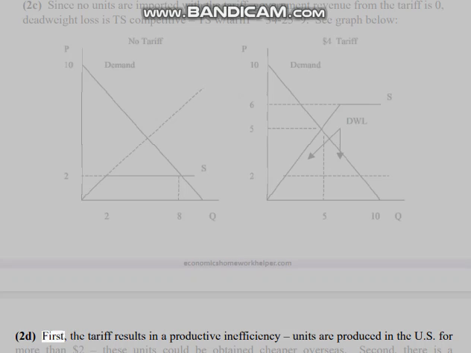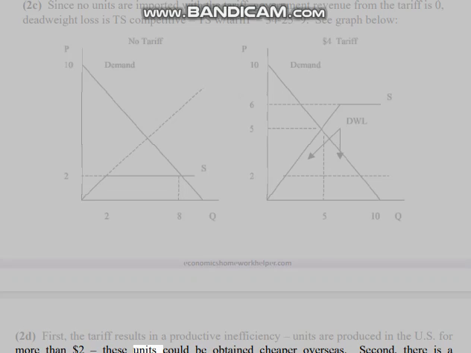2d. First, the tariff results in a productive inefficiency. Units are produced in the U.S. for more than $2. These units could be obtained cheaper overseas. Second, there is a consumption inefficiency. There are consumers in the U.S. who are willing to pay between $5 and $2 for soybeans. With the tariff, these consumers do not buy.